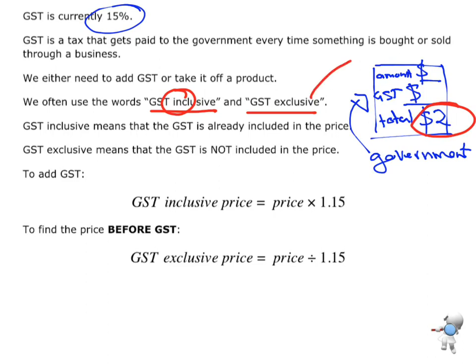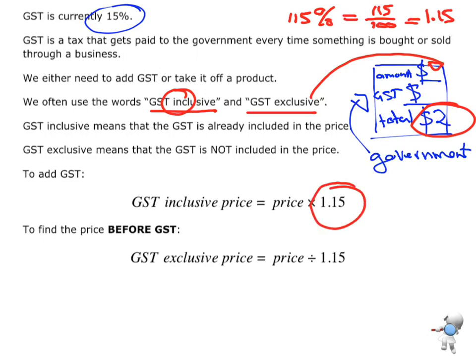The GST exclusive is the amount at the beginning before GST is added. And that is how much the person in the business gets. Okay? Because GST is 15%, if I buy something, I'm paying the person 100% of the product plus another 15% on top. So I am paying them 115%. If I turn that into a decimal, dividing 115 by 100, that gives me 1.15. And that's where I get this 1.15 from down here.